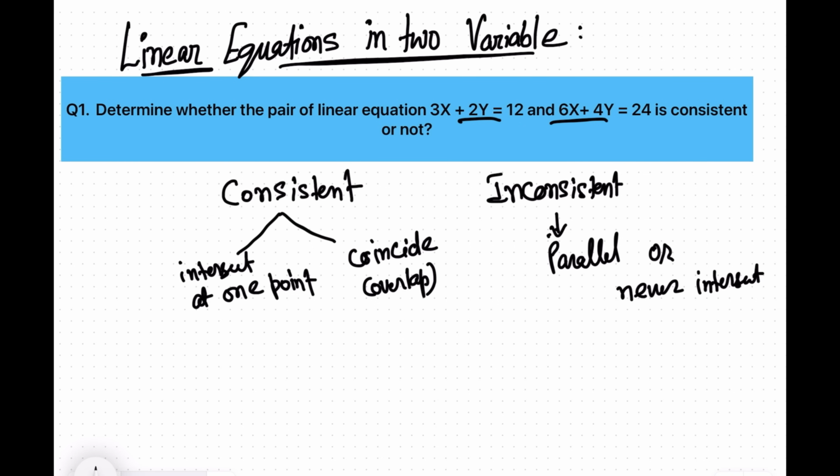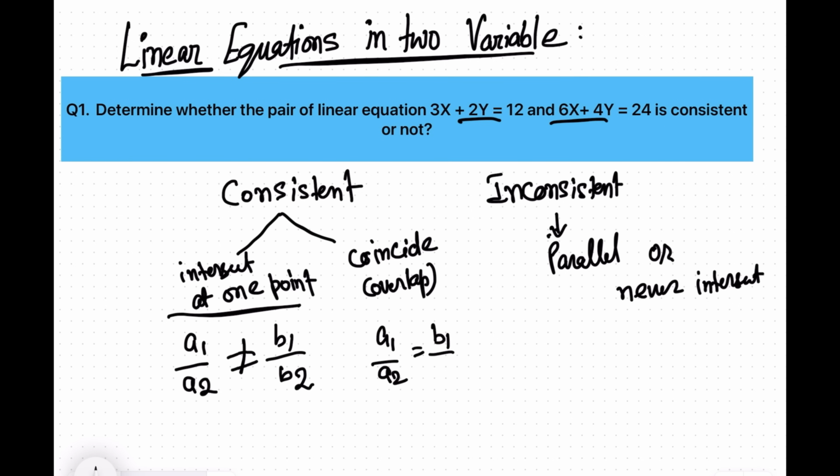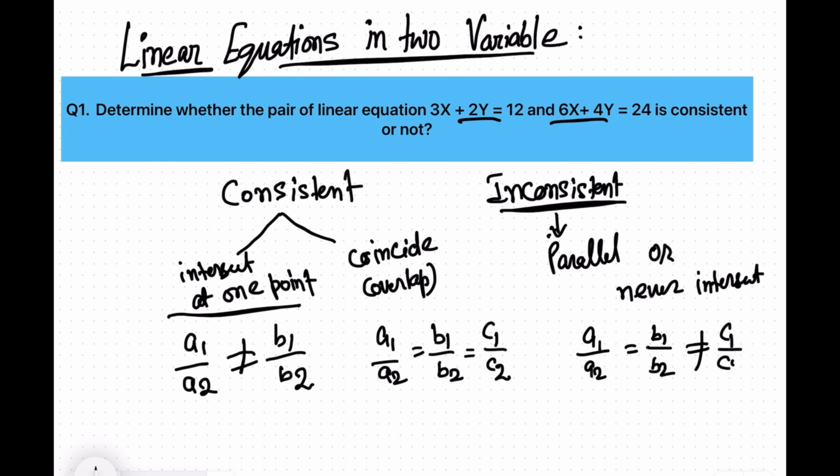When the first condition we're talking, when they intersect at one point, the mathematical condition should be a1 by a2 is not equal to b1 divided with b2. When you're talking about the overlap, in this condition, we can say a1 by a2 is equal to b1 by b2 is equal to c1 by c2. Okay. And the condition when you're talking about inconsistent, we can say in this case a1 by a2 is equal to b1 by b2 is not equal to c1 by c2.